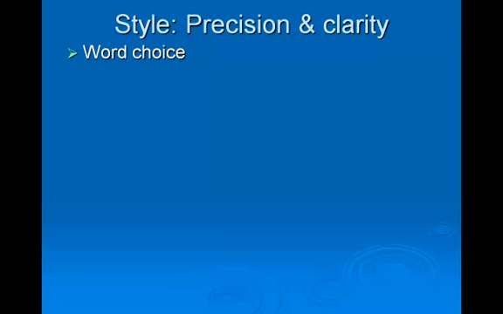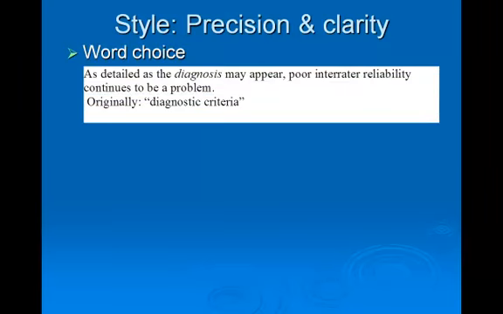They're citing it, but they don't want to have a bunch of quotes in the paper, because I won't let them have a bunch of quotes in the paper. They're trying to paraphrase, and when they paraphrase, they end up using just synonyms. And if you just substitute synonyms for words in a sentence, oftentimes the essential meaning is lost, because the synonym doesn't mean exactly the same thing. So here's an example of a sentence that was in one student's paper. As detailed as the diagnosis may appear, poor inter-rater reliability continues to be a problem.